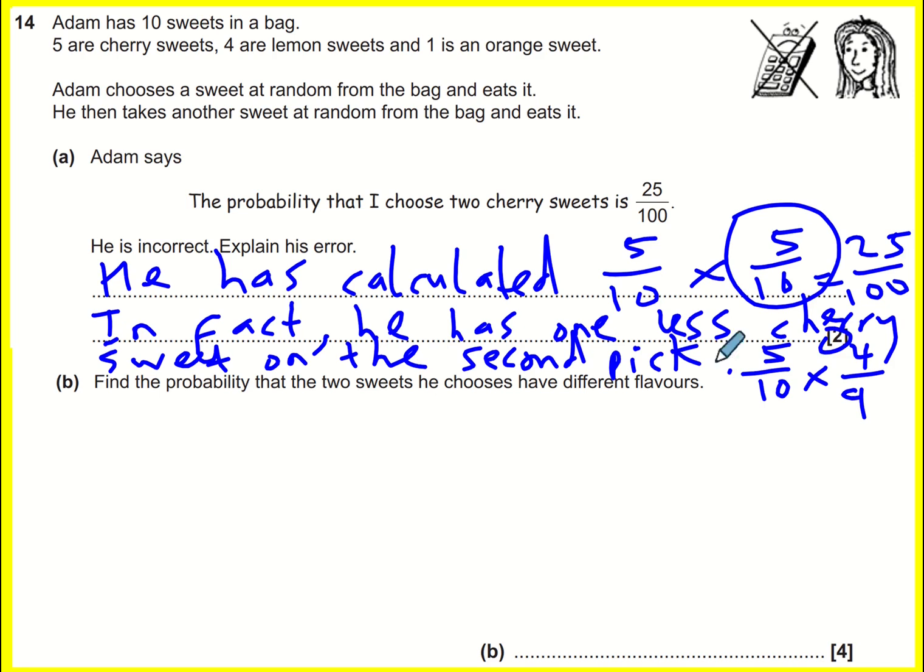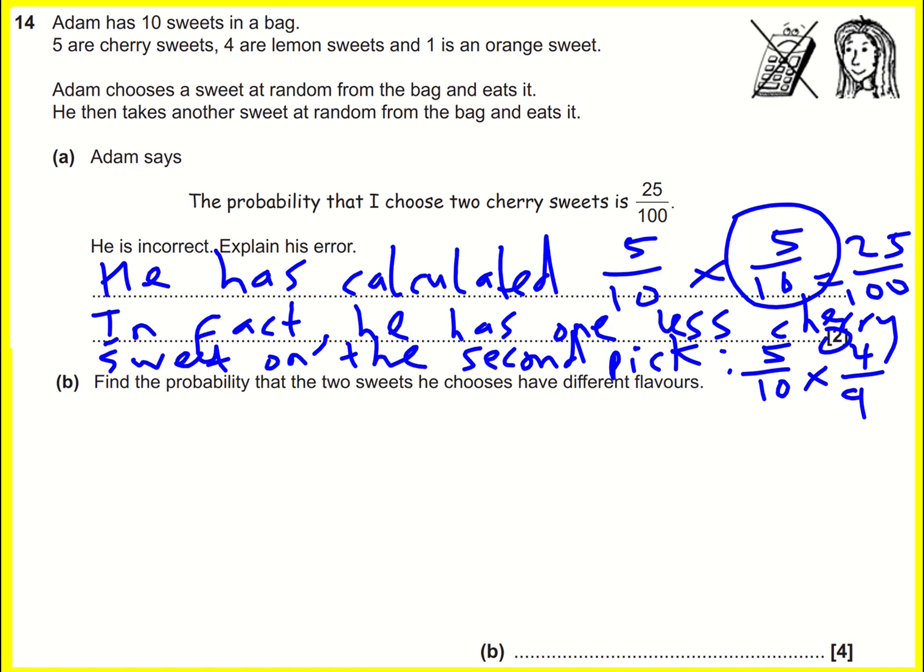I think a good idea is to write down what the actual answer is because it shows that you understand the problem fully. Even if you just said it should be this, you're implying that you've understood there is 1 less sweet the second time around. But I decided to write a little sentence as well.